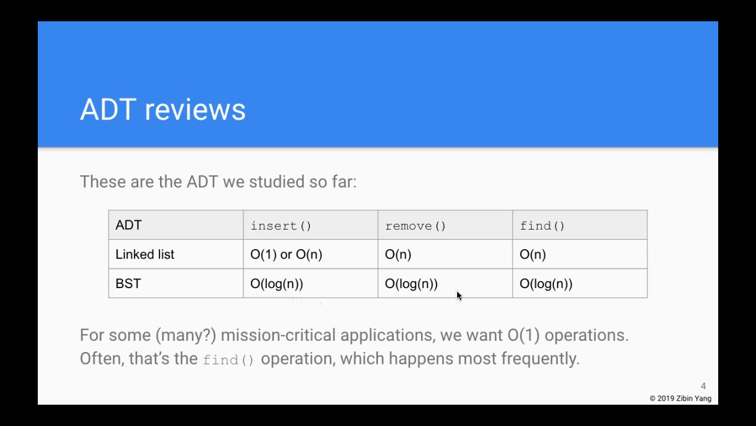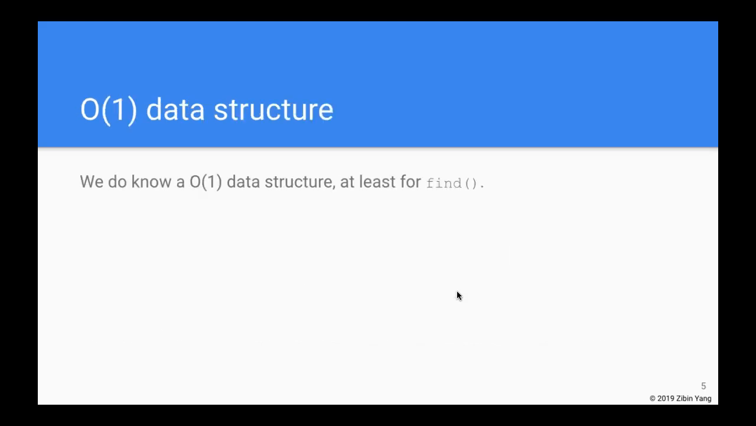For the BST, most operations are O of log n, which is vastly better than O of n, but still it takes time, right? So in the real world, in some or many applications, we actually really want an O of 1 operation, or a constant time operation. And typically that operation is the find operation because that's what we use most frequently.